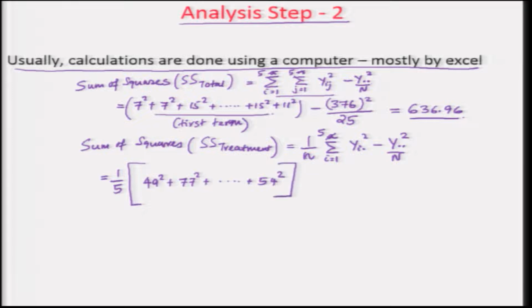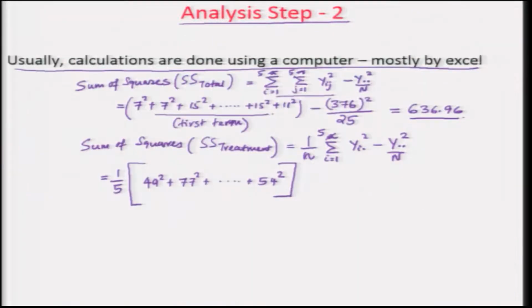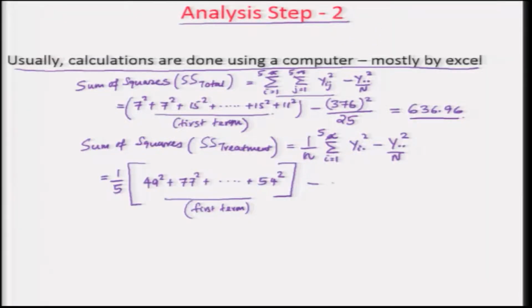This is the first term, where you take each one of these sums, square them, and sum them up. So, this is what you have as your first term. Then minus your y dot dot, which as I said earlier is 376 right here, the sum total, that is 376 whole square divided by big N, which is 25. So, you have both the terms, and I get this as 475.76. This is the second number I have already calculated.